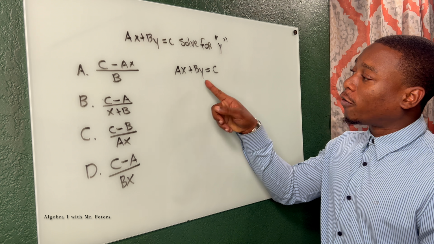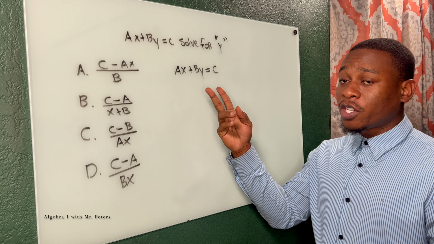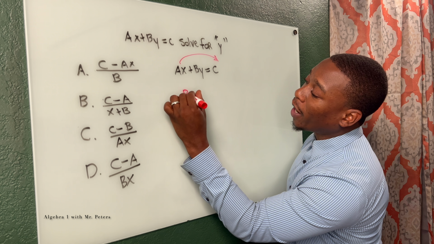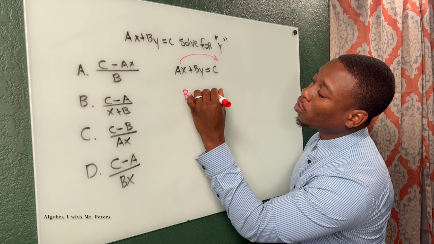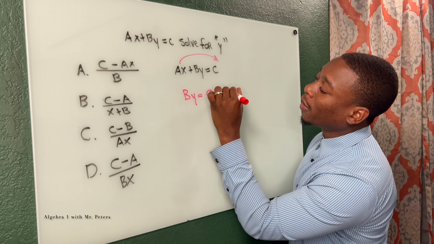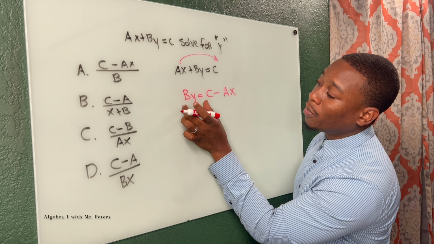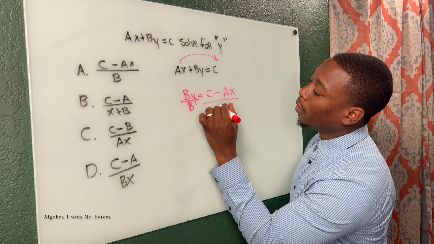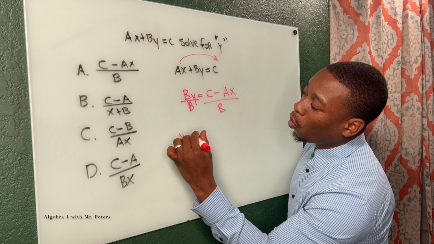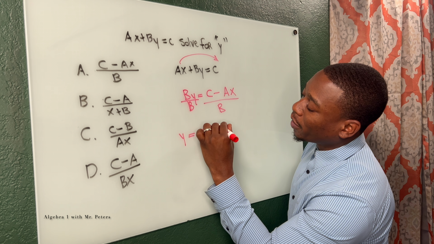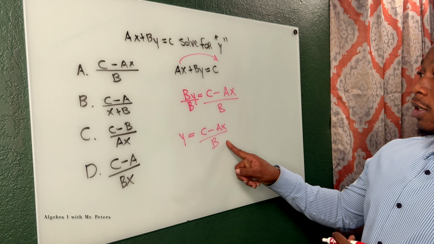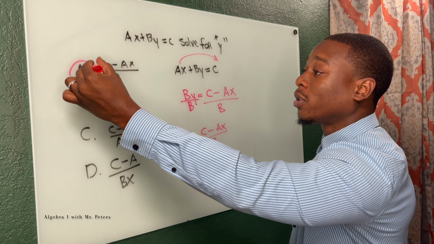They now want us to solve for y. We notice that y is attached to b. So let's move ax to the other side by subtracting. So now we have by is equal to c minus a times x. Y still isn't by itself, so we're going to divide by b. Do the same thing on the other side. Y is equal to c minus ax all over b. And when we look at our answer choices, this is going to be answer choice A.